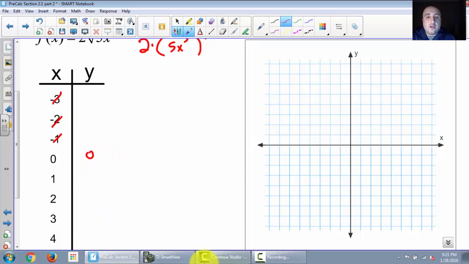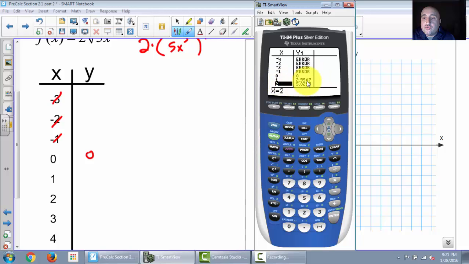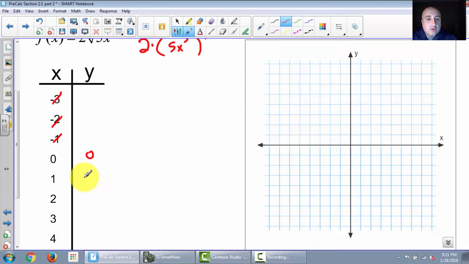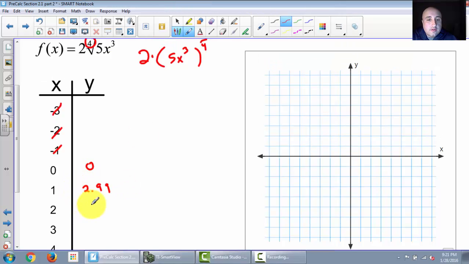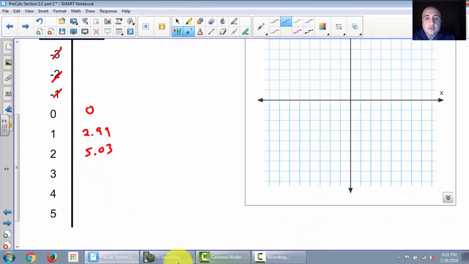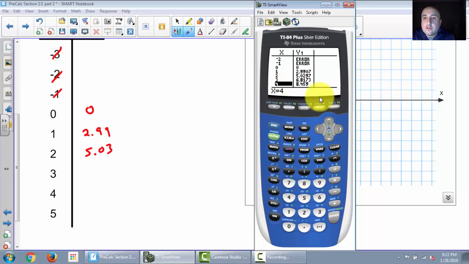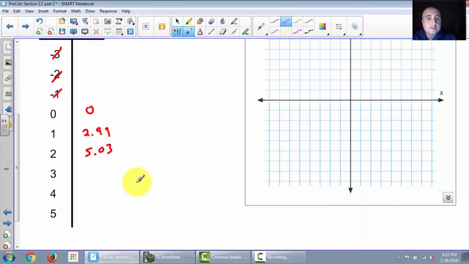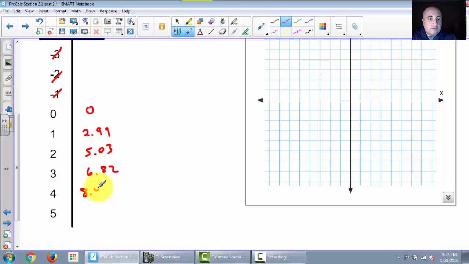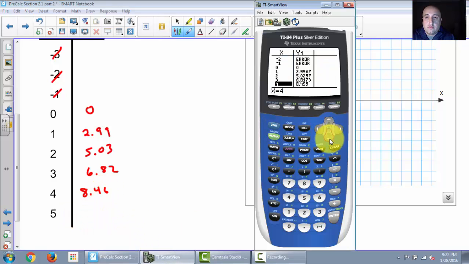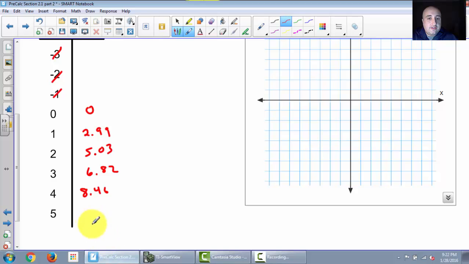Let's see what we get when we have 1. When we plug in 1, we get 2.99. What do we get when we plug in 2? We get 5.03. What do we get when we plug in 3? Okay, I go down 1. So if we plug in 3, we get 6.82. 4 is 8.46. And 5, we go down 1. 5 is 10.